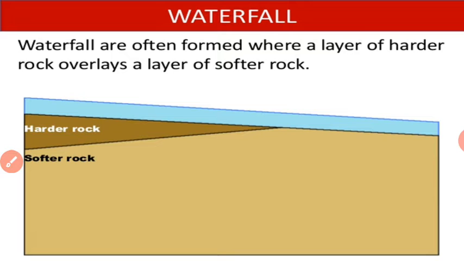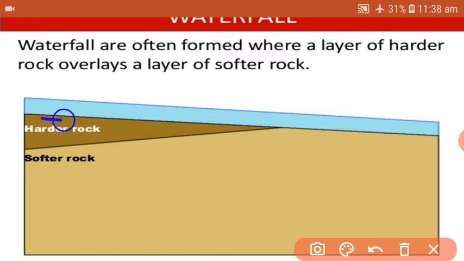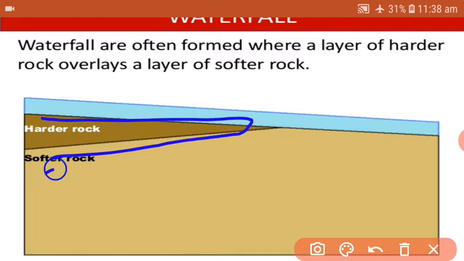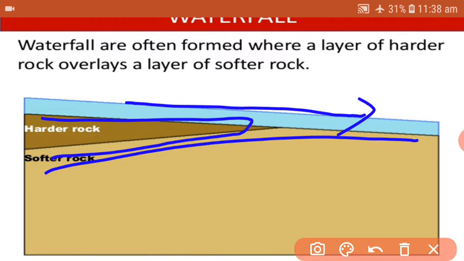So, waterfalls, how do they occur? Waterfalls are often formed where a layer of harder rock overlays a layer of softer rock. You can find in the picture the layer of harder rock up to this particular part, and then you will have a softer rock. So this is the flow of the river as you can see in the picture.